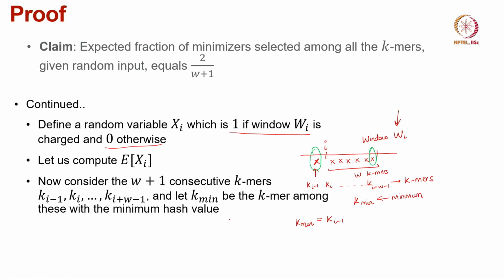So, only in these two situations am I going to pick a new minimum value in Wi. So, window Wi will be charged only if k min equals ki minus 1 or k min equals the last k-mer, that is ki plus w minus 1. If any other k-mer is the minimum, then remember that it will also be the minimum value of the previous window, because if you look at the previous window, that particular k-mer will also be the minimum of the previous window. So, in that case the new window Wi will not be charged.